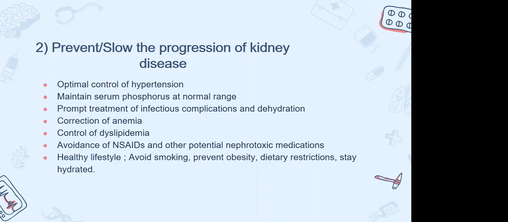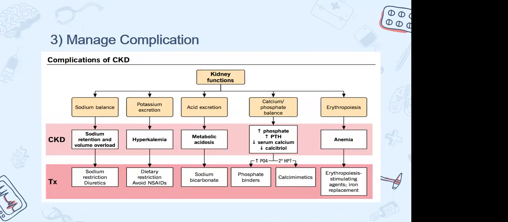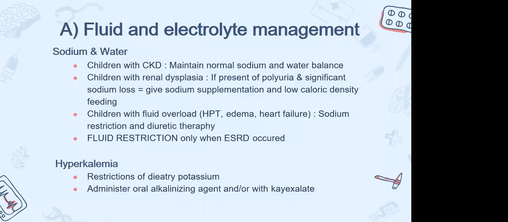Okay, next. When the complications of CKD already occur, such as sodium retention and volume overload, hyperkalemia, metabolic acidosis, hyperphosphatemia, hypocalcemia, and anemia, we will manage the complications accordingly. Next, the first one, sodium and water. Children with chronic kidney disease mostly maintain a normal sodium and water balance.